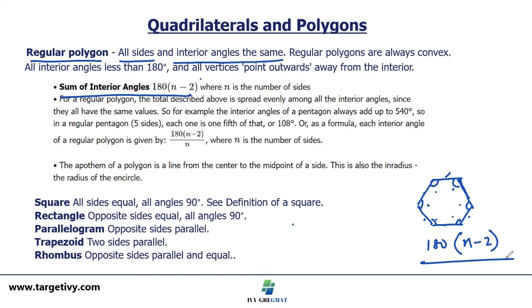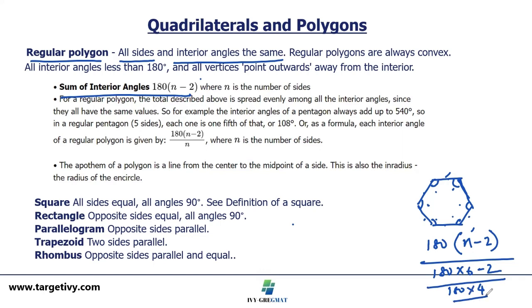The sum of the interior angles of a polygon is 180 into n minus 2, where n stands for the number of sides. So, it has got 6 sides. This is called a hexagon. So, 180 into 6 minus 2. This is 180 multiplied by 4. This is the sum of the interior angles.